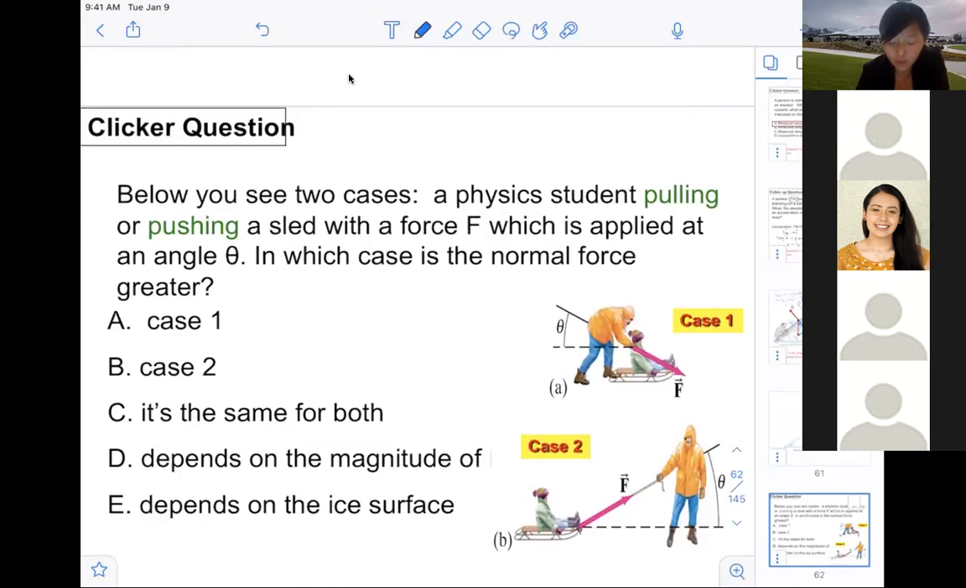Let's think about pulling or pushing a sled with a kid on it, helping a kid with a sled. In which case is the normal force acting on the sled with the kid as a whole system bigger? Case 1 or 2, or is it the same for both? Think about how you might break down the forces into different components and how you apply that to figure out the normal force.